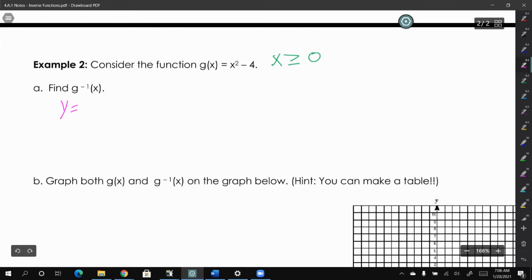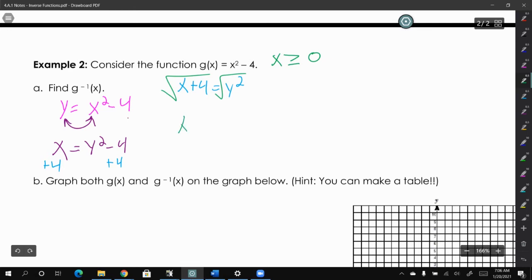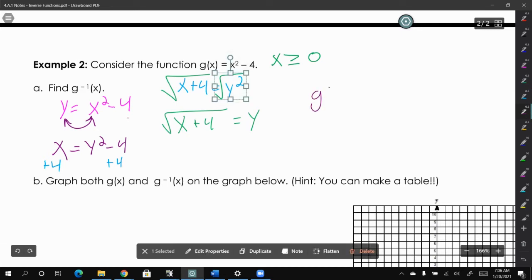So we'll have y equals x squared minus 4. Then you're going to switch x and y. So x equals y squared minus 4. We're going to add 4 to both sides, so we get x plus 4 equals y squared. And then we'll square root both sides. And we'll get the square root of x plus 4 equals y. And then your inverse would be inverse of g of x equals the square root of x plus 4.